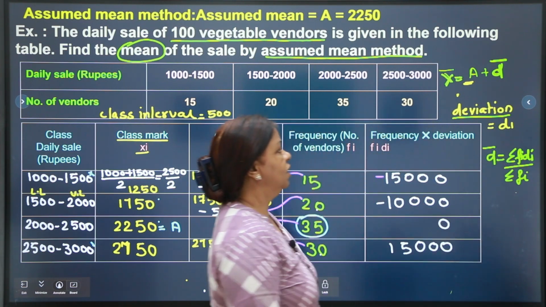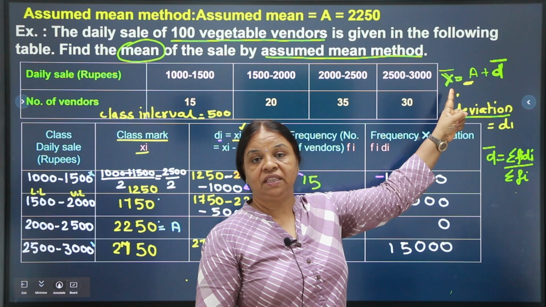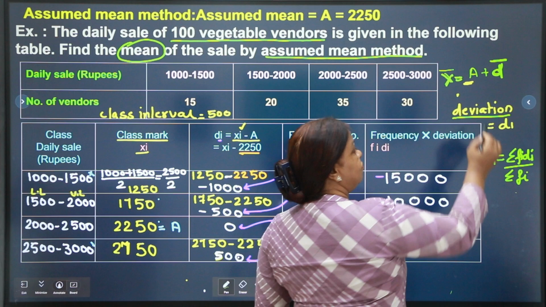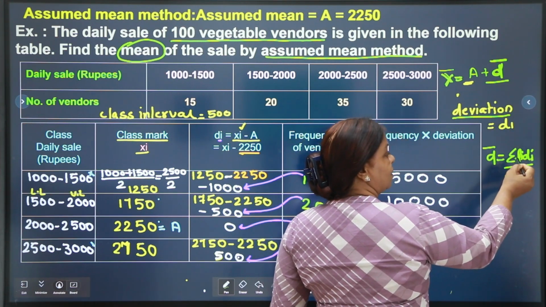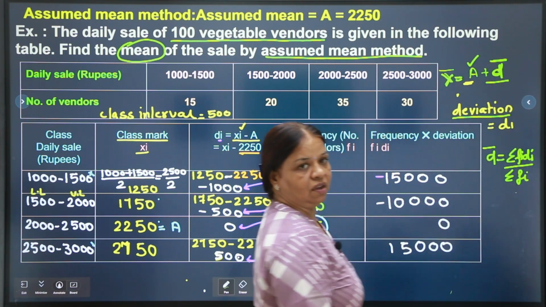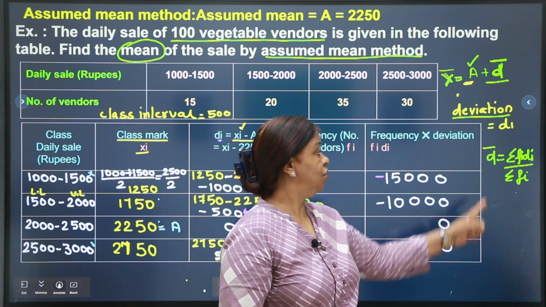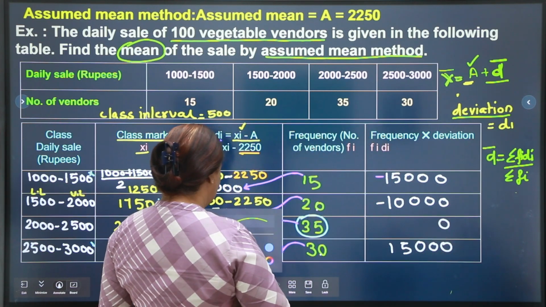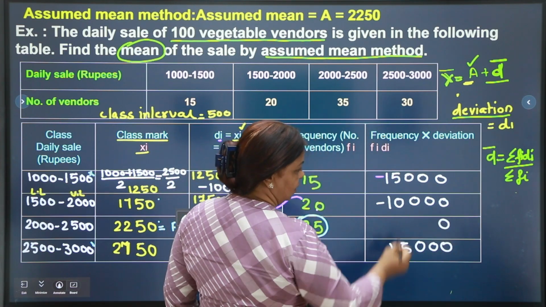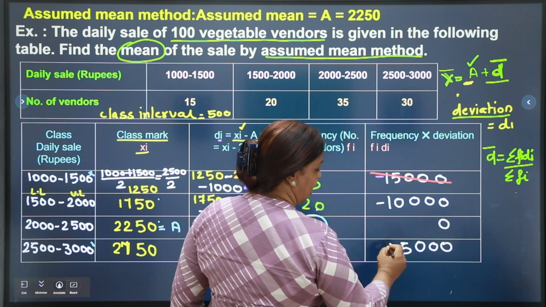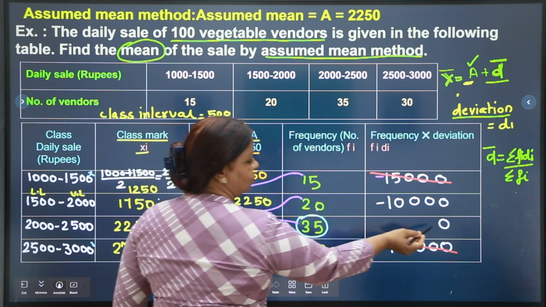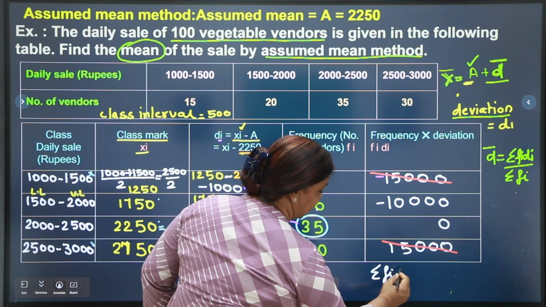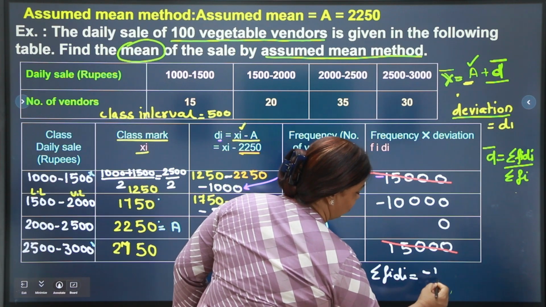For finding the mean by the assumed mean method, A plus bar d is needed, and for finding the value of bar d, we need summation of Fi di. We know A, but we don't know bar d. For finding bar d, we need to use this formula. So in summation of Fi di, we have to add all this. Minus 15,000 and plus 15,000 is already cancelled.